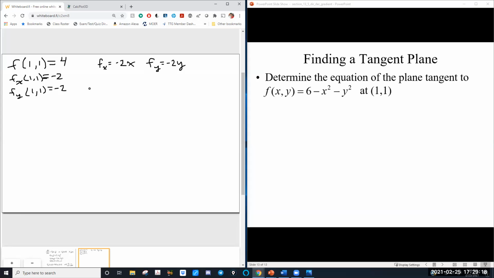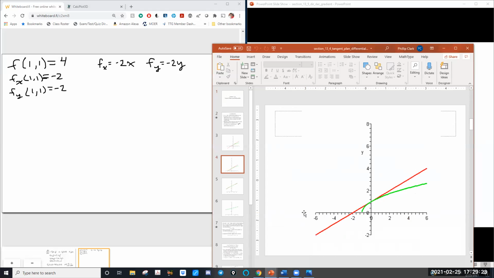So to put together a tangent plane, just as a reminder, let me bring up the notes from last time.